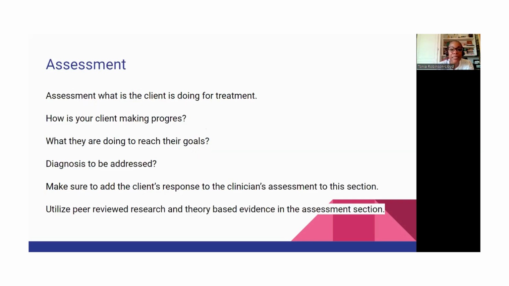Next, we'll get to the assessment piece. Now, I've observed over the past 4 years of training interns that they really, really struggle with the assessment piece as well as the planning piece. The DAP piece, they tend to understand relatively quickly. Now, with the assessment, what is the client doing for treatment, right?